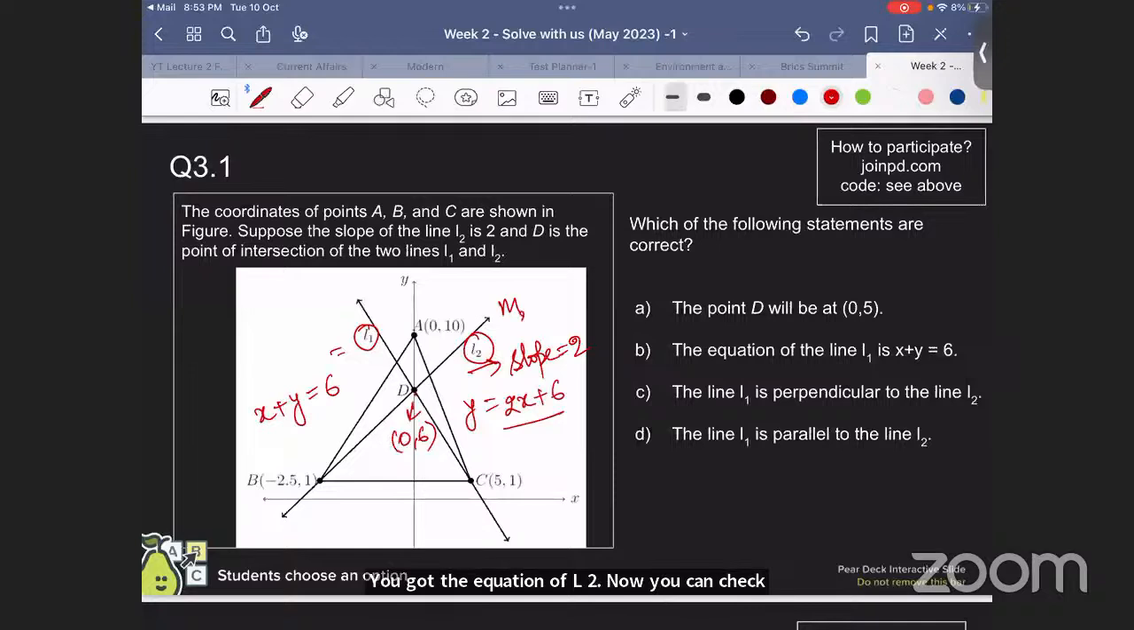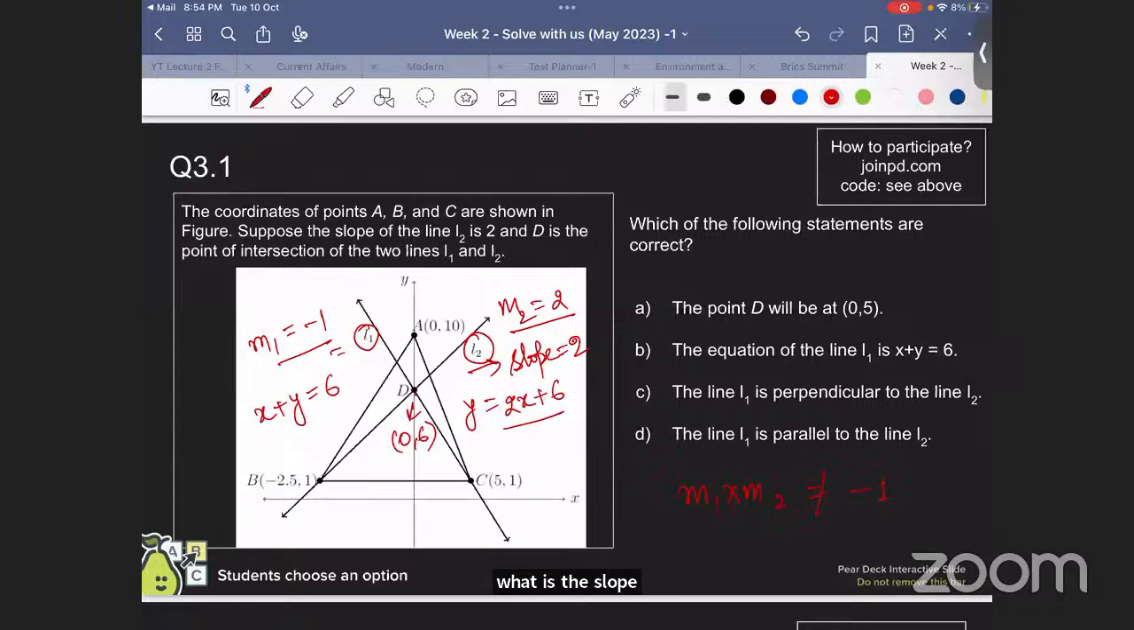For M2, what is the slope? 2. For M1, what is the slope? Minus 1. Correct. So is the product of M1 and M2 minus 1? No, it's not equal to minus 1.